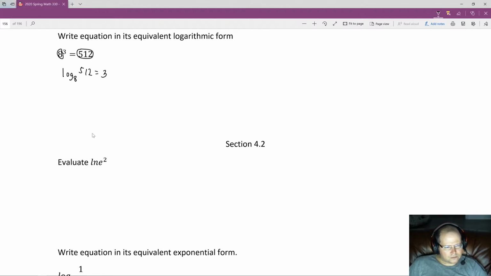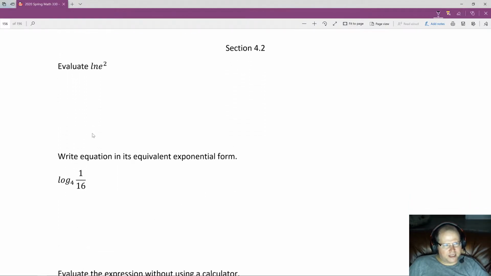Awesome. Okay, now we're going to evaluate the natural log of e to the 2nd. First I can pull this exponent down to the front, and that gives me 2 times the natural log of e. The base of a natural log is understood to be e. So if these are the same, e to what power is e? Well, e to the 1st power. So this whole thing is equal to 1, and 2 times 1 is just 2.